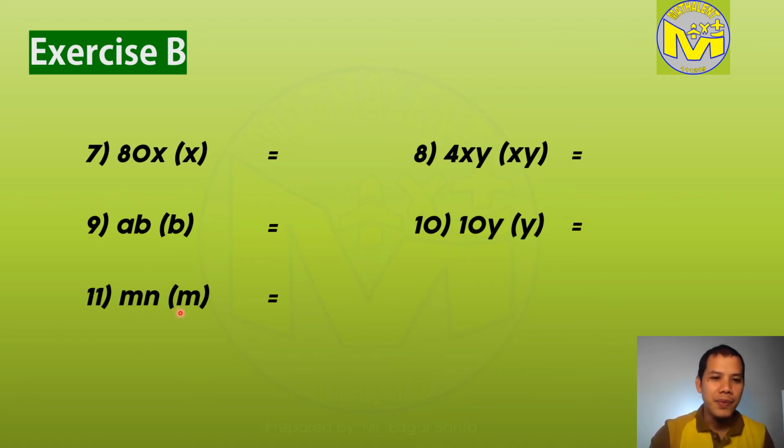In the bracket, we have m. So what is the coefficient of m in mn? Correct. The coefficient of m in mn is n. Good job. Number 12.